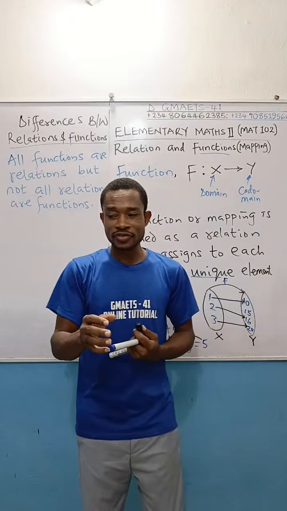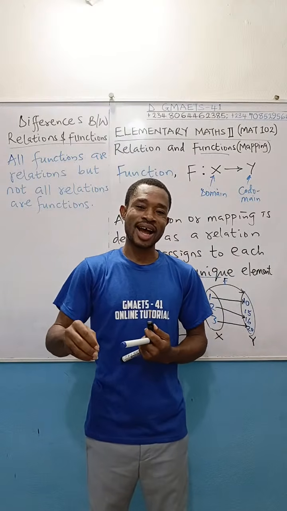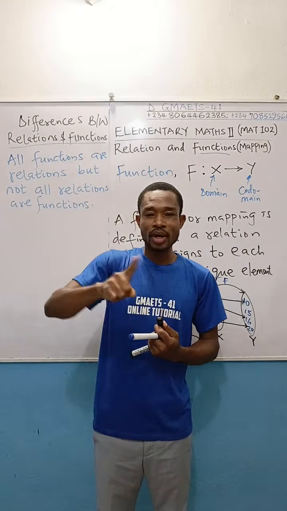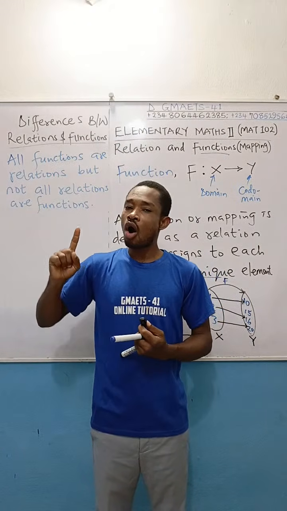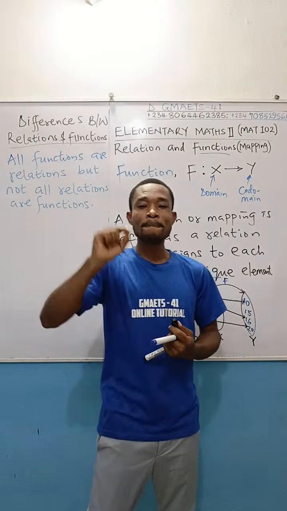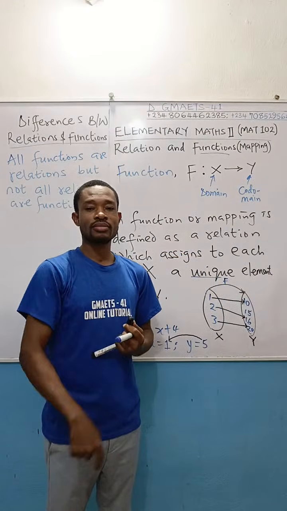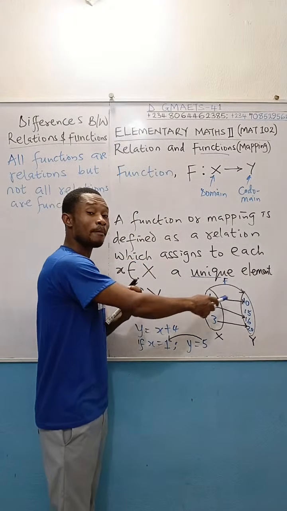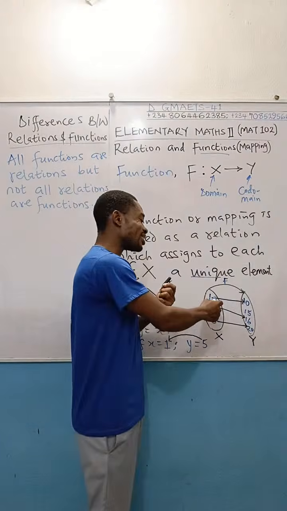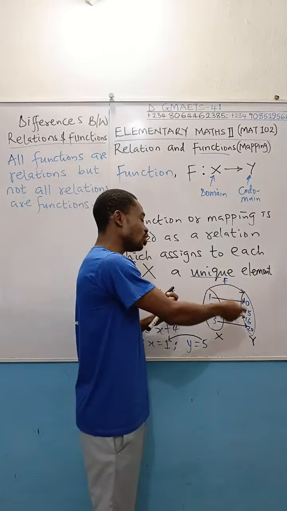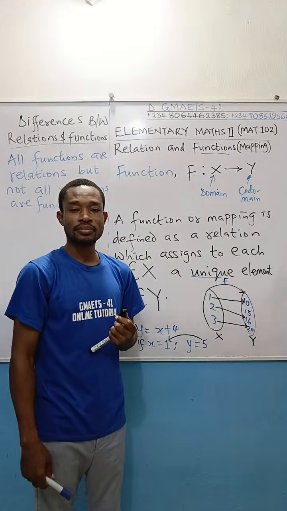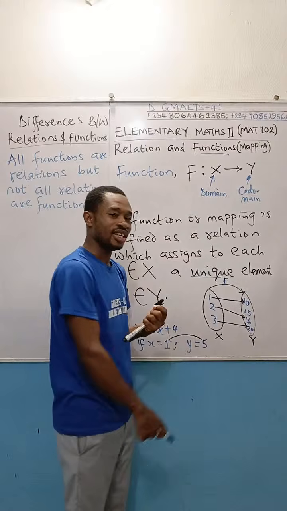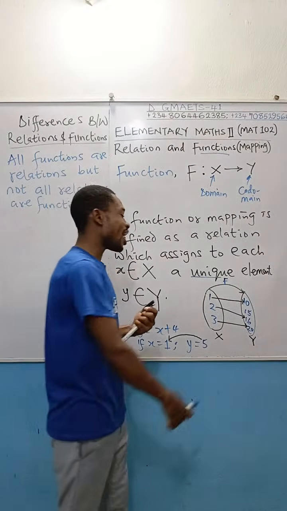So what are the conditions for a relation to be considered as a function? Number one, which is one of the most important: all the elements in the domain must be mapped. All the elements in the domain must be what? Mapped. Must have an assignment. Must have a value assigned to them. It is not possible for you to have an element in the domain that doesn't have an image here.